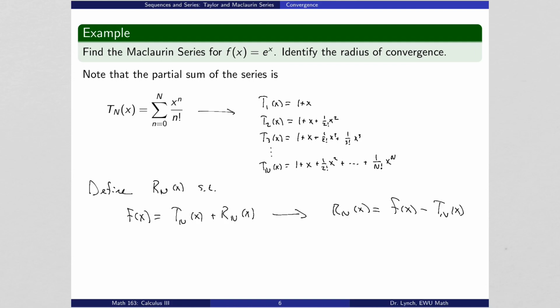So here we'll think about the so-called remainder term, R sub n of x. We'll define R sub n of x such that f of x is T sub n of x plus R sub n of x. Or in other words, R sub n is f minus T sub n. And then we'll say that f is equal to its Taylor series as long as R sub n goes to 0. So if the remainder term approaches 0, then we say that f is equal to its Taylor series.